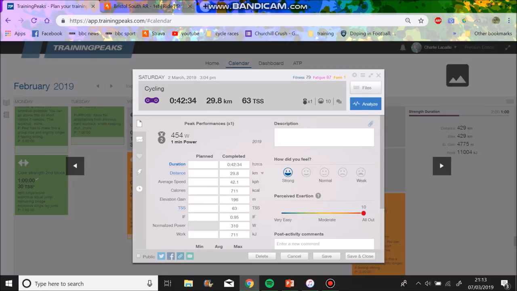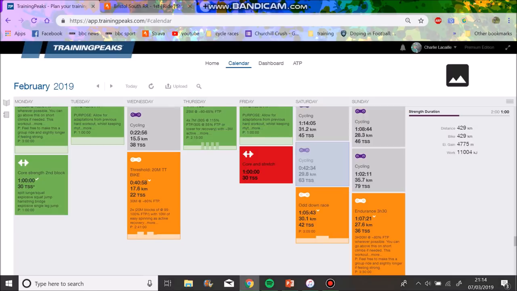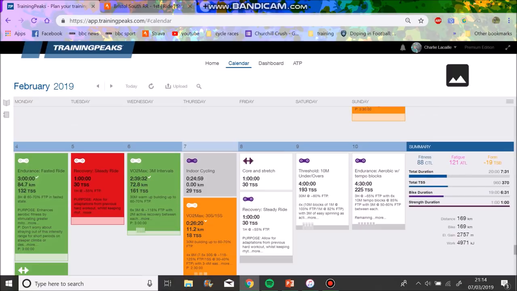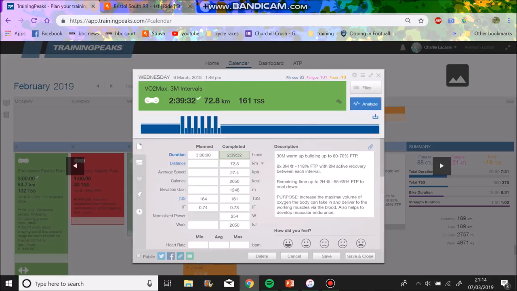So you can see here another 311 watts normalized, 310 watts normalized. So again, you're not really going to get that in training, and definitely my leg speed and sort of race conditioning was getting better.